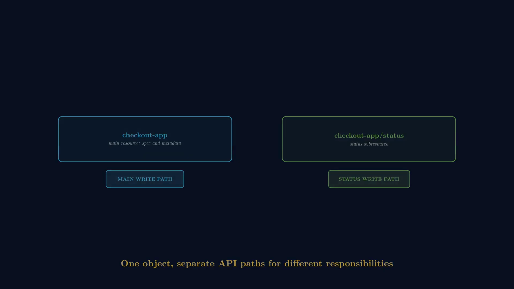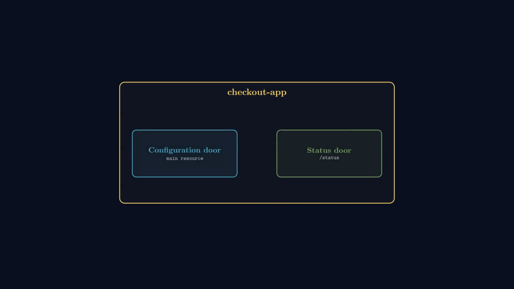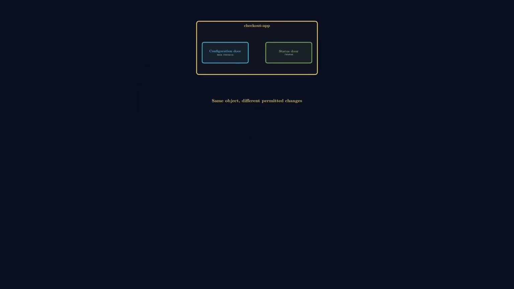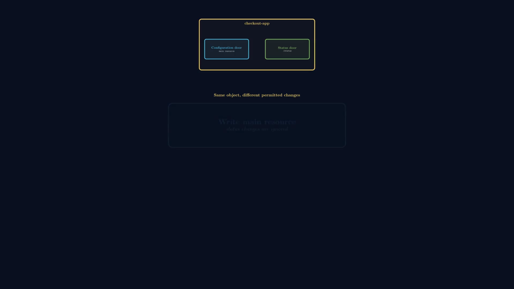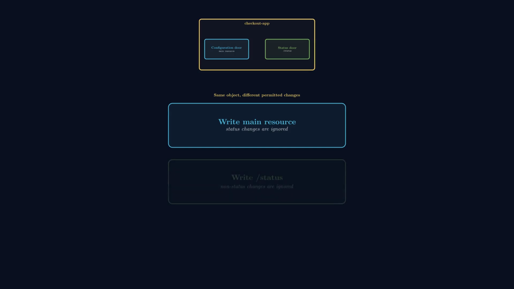Think of it as one building with 2 controlled doors. The configuration door is used for the desired configuration. The status door is used for what the controller has observed. Both doors lead to the same Kubernetes object, but each door limits which part of that object the request is allowed to change. The boundary is enforced by the API server. When the status subresource is enabled, a write to the main resource does not update the status section, and a write through /status does not change spec or normal metadata.